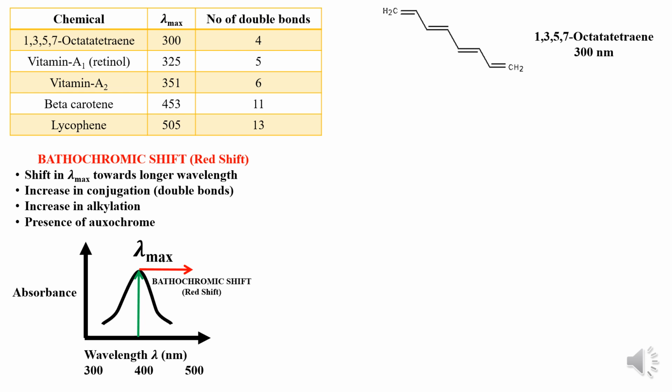And when you observe the structure carefully, you can see that there are a total of 4 double bonds, and these 4 double bonds are alternately present. And this is what the conjugation means. So what is conjugation? Meaning of conjugation: alternative presence of single and double bond is called conjugation.